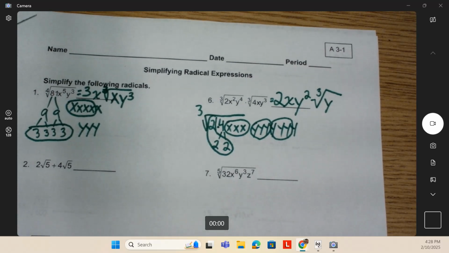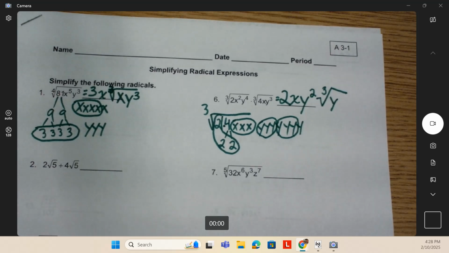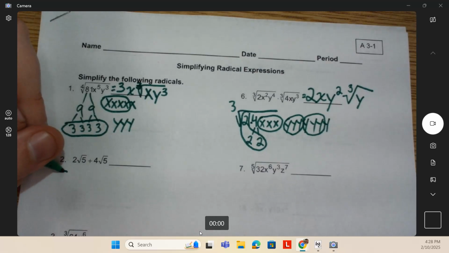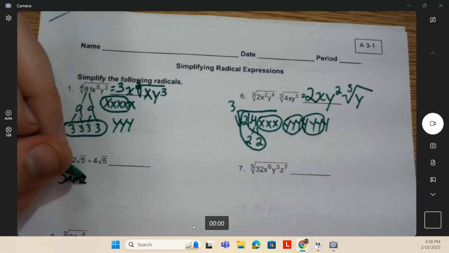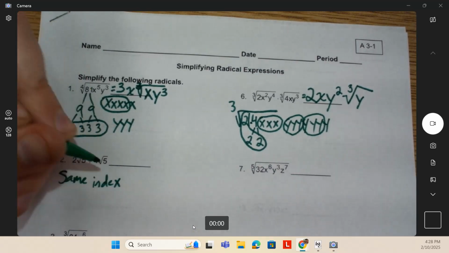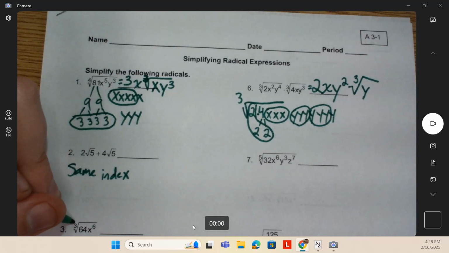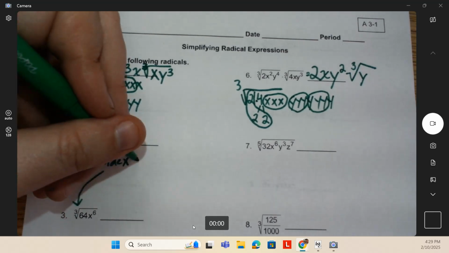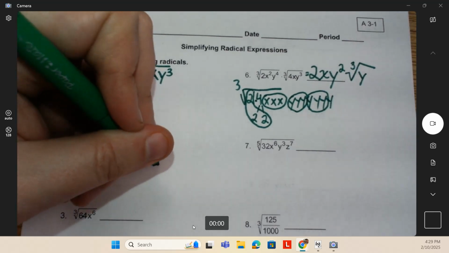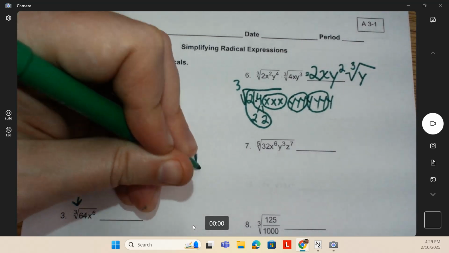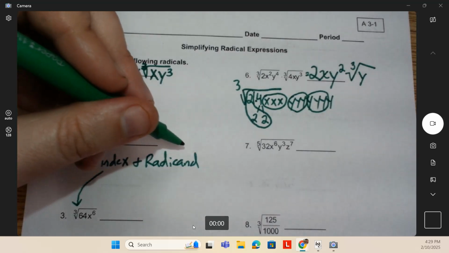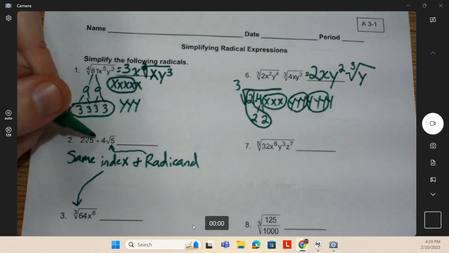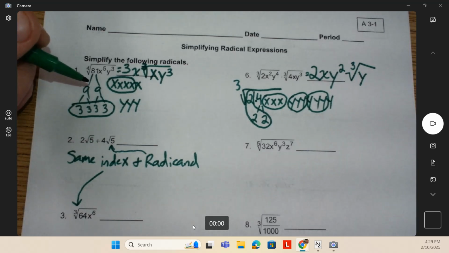And the other thing that we did was add together. And so the rule for adding, you have to have the same index. So index would be the 3, and same radicand, which would be the number inside the house. Okay, so if it's got the same thing inside, basically, if everything behind your coefficient looks the same, you can add it together.